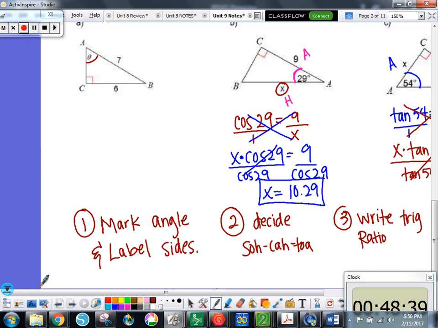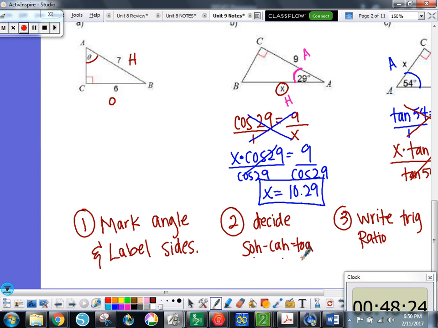Okay, now let's practice finding a missing angle. For this angle, we do it the same way we did before. Mark the angle and label the side. So based on angle theta, this is opposite. This is hypotenuse. Step 2 is the same.